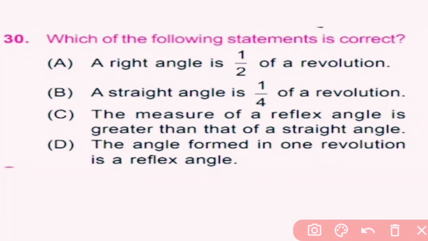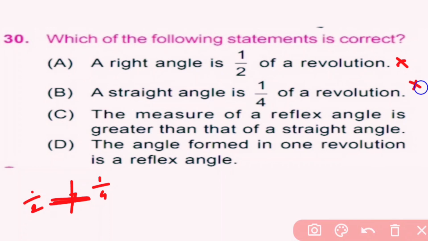Question number 30, which of the following statements is correct? Option A, a right angle is a half of a revolution. A right angle is 1/4 of a revolution. This statement is incorrect. B, a straight angle is 1/4 of a revolution. A straight angle means 180, which means half a revolution. A straight angle is a half of a revolution. So this statement is also incorrect.